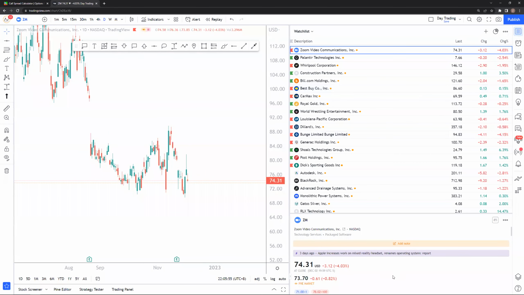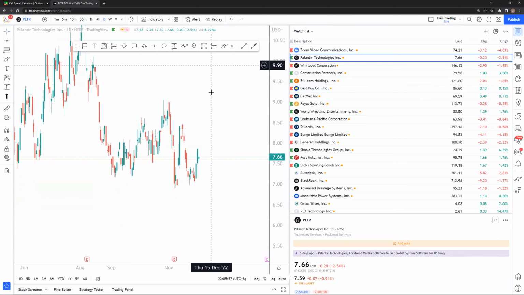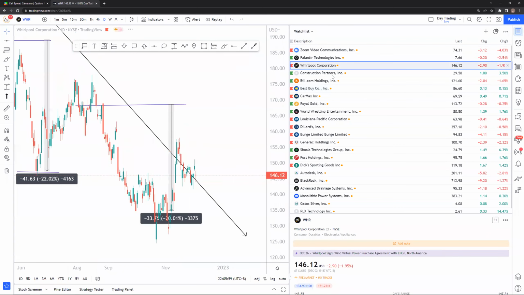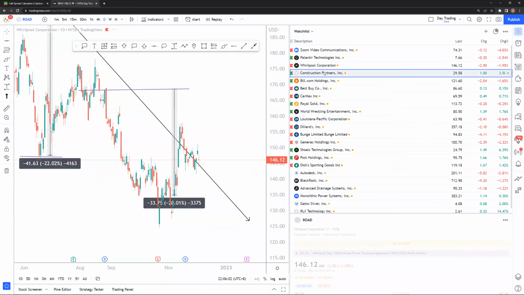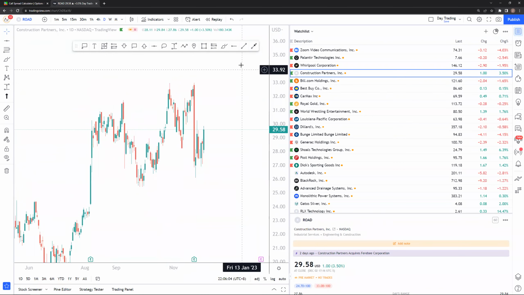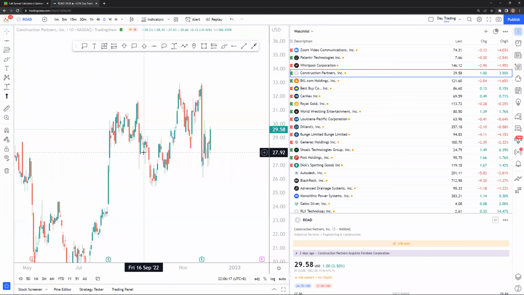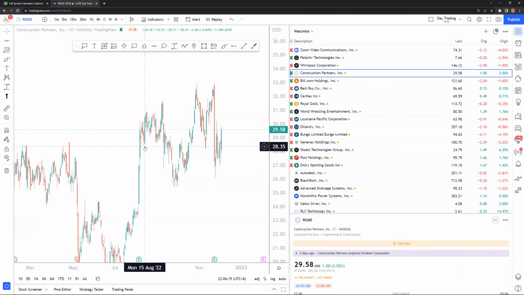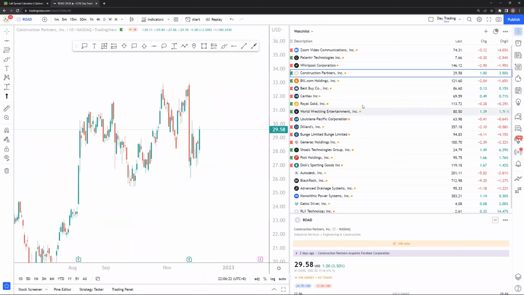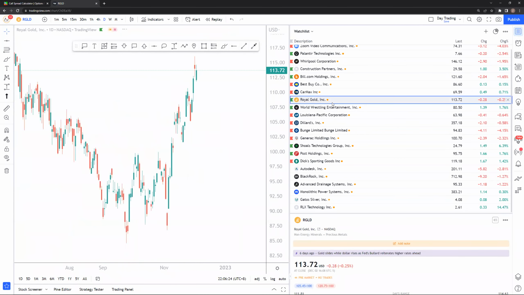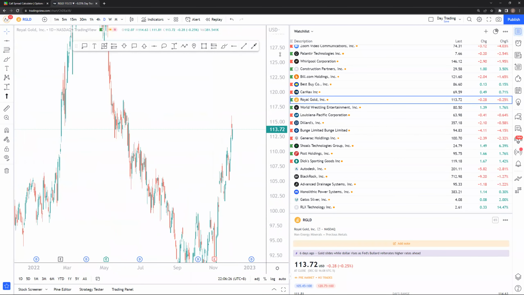Okay, Zoom is going down also 0.82, Palantir going down 0.91, Whirlpool, no pre-market, Construction Partners, no pre-market. But I don't think that guy was from Wall Street Bets. That one we spotted using the unusual option activity. But it was also uploaded on Wall Street Bets. Royal Gold, no action.